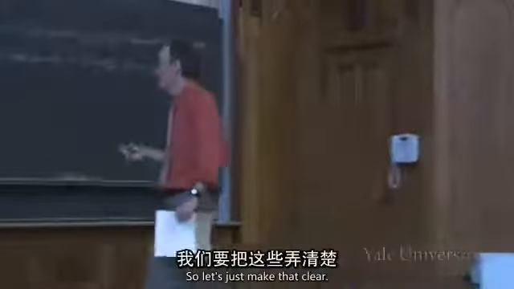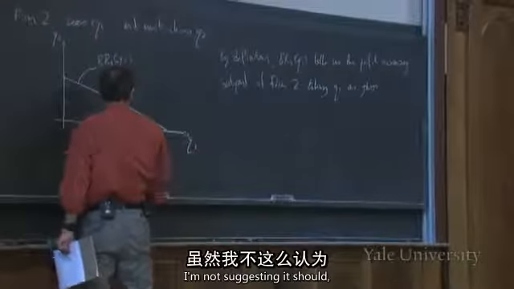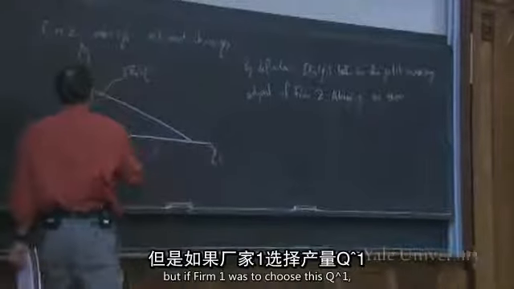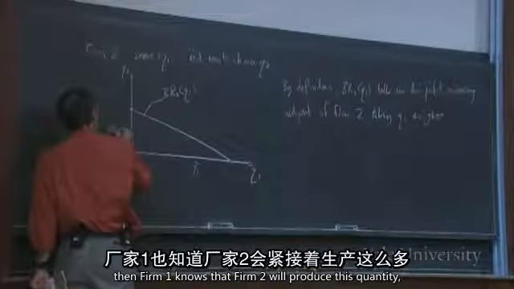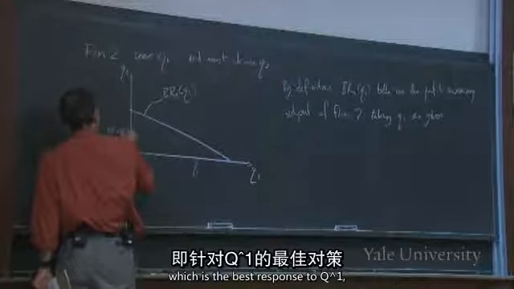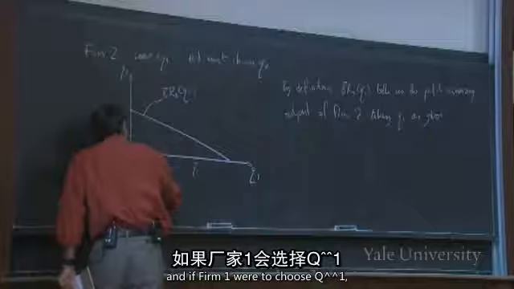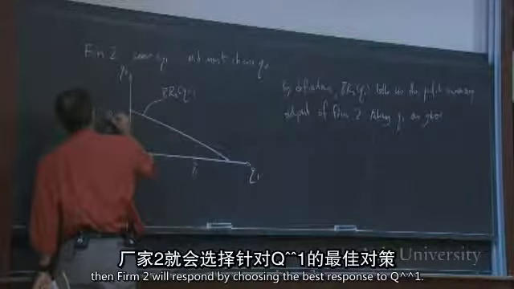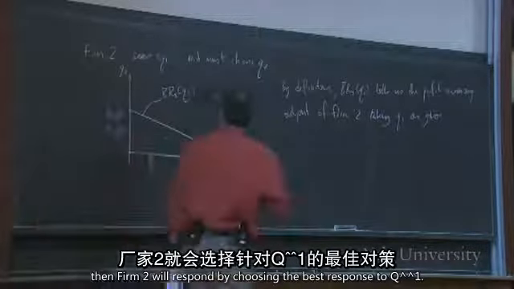So let's just make that clear. In particular, if firm 1 was to choose Q1 hat, I'm not suggesting it should, then firm 1 knows that firm 2 will produce this quantity, which is the best response to Q1 hat. And if firm 1 were to choose Q1 double hat, then firm 2 will respond by choosing the best response to Q1 double hat.